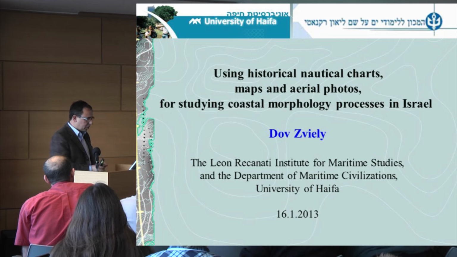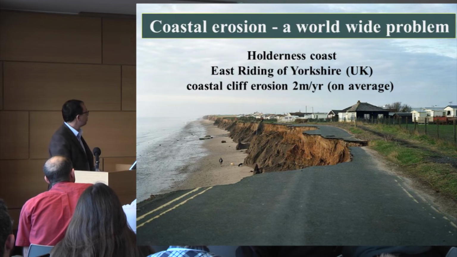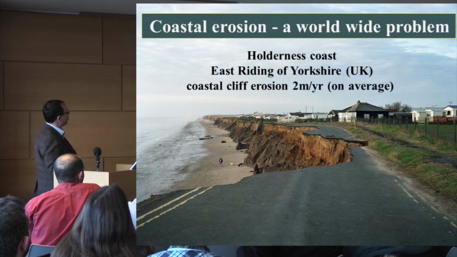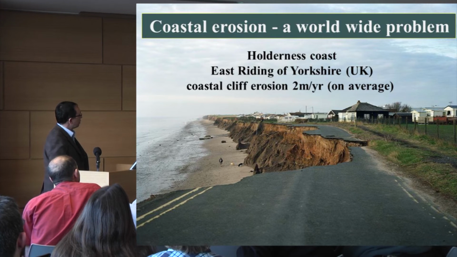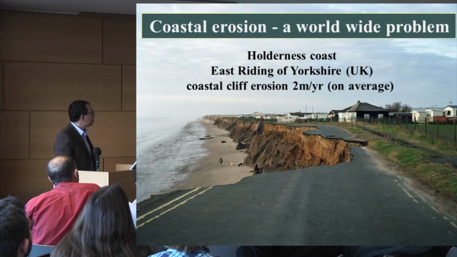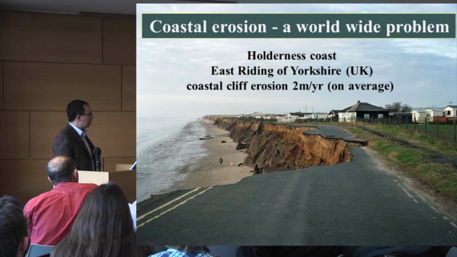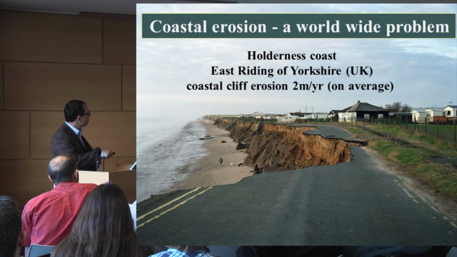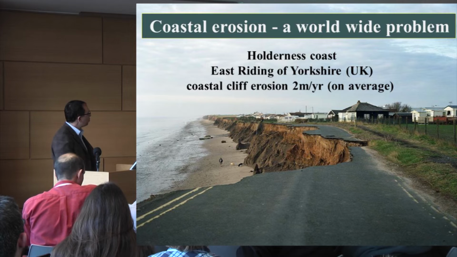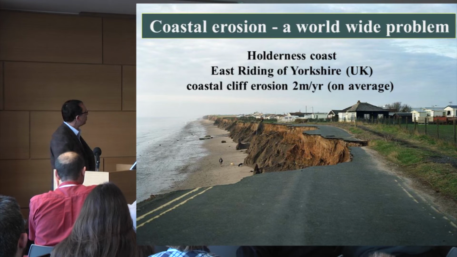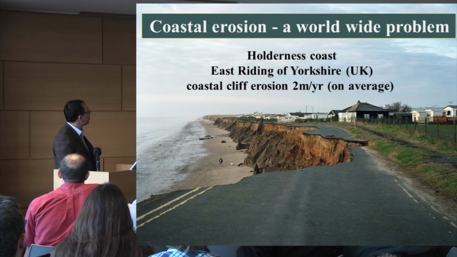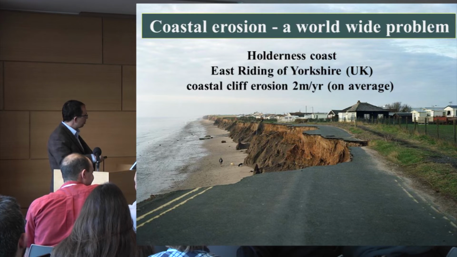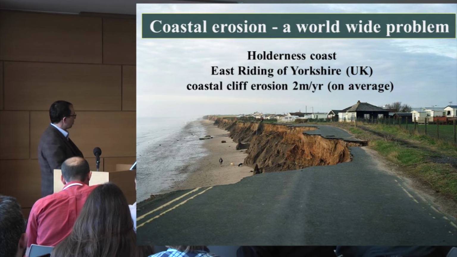I will give a short presentation on the coastal morphology. Actually, I think the most important thing today concerning the coastal morphology is the problem of coastal erosion. It's a worldwide problem, and it's a fact also on the Israeli coast. You can see here in East England, this coast eroded about 2 meters per year. It's a lot. It means that in less than a century, all the residential area behind will collapse.